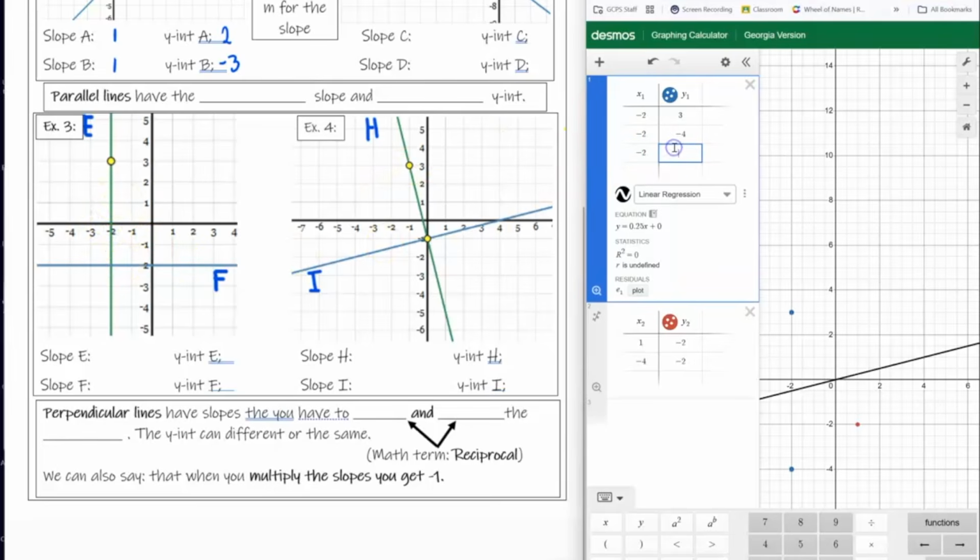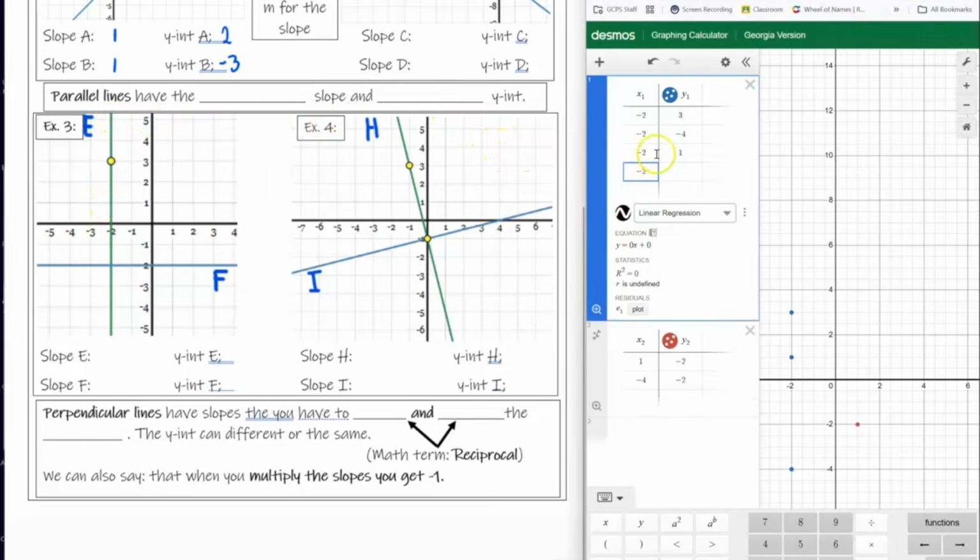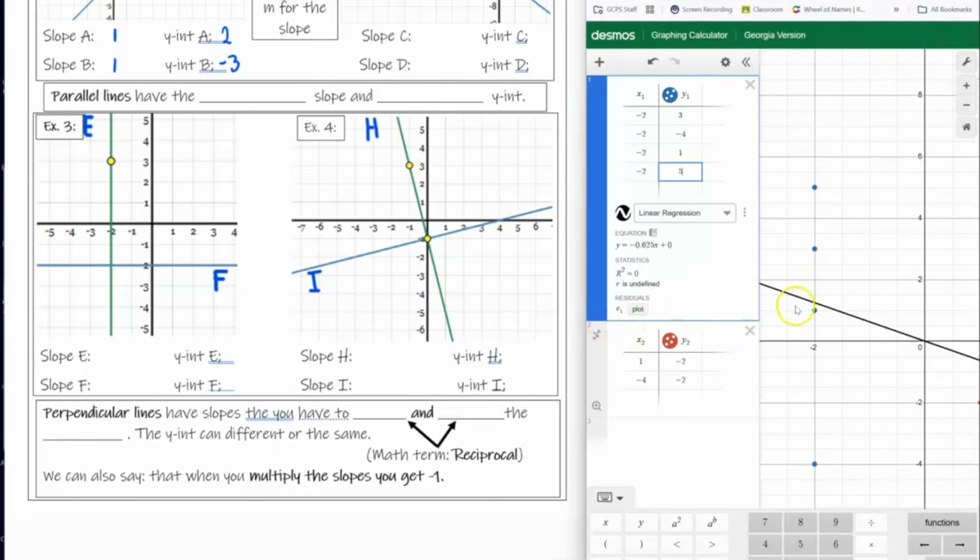So -2, 1 is another one. All right, let's hit one more. Negative 2, 5 is another one. Okay, so this is not hitting any of my points. If I hit zoom fit, you can see that is clearly not fitted. So, okay, there seems to be an issue with Desmos being able to give you a slope of a line that doesn't exist. So what do I mean by that?